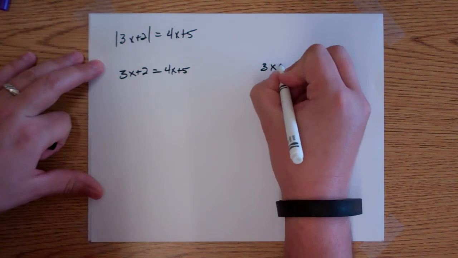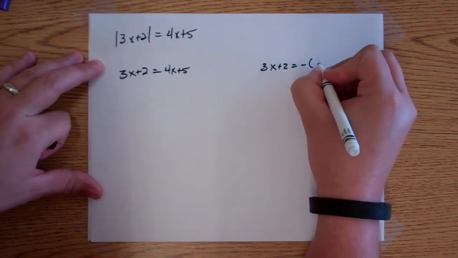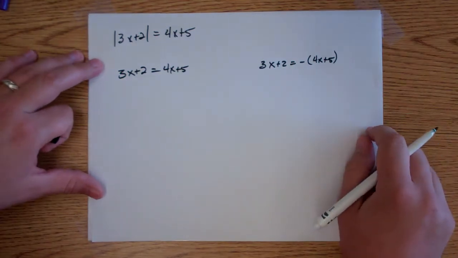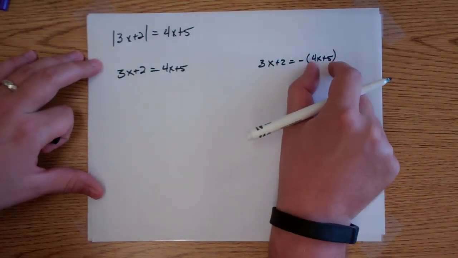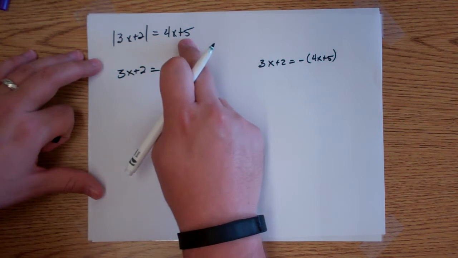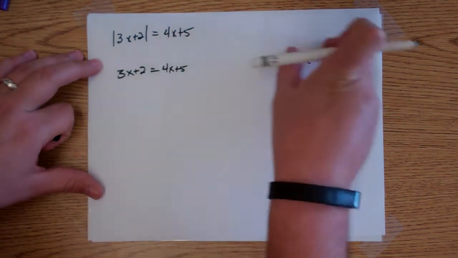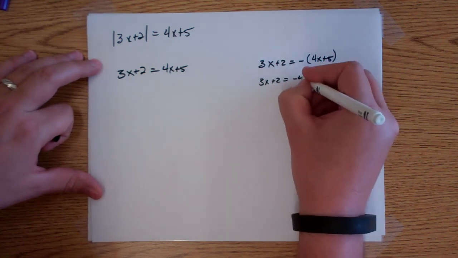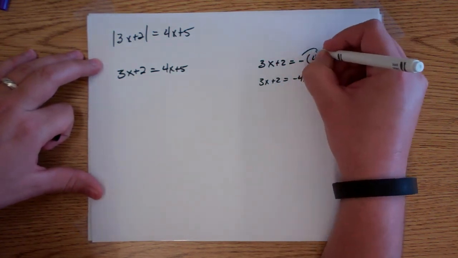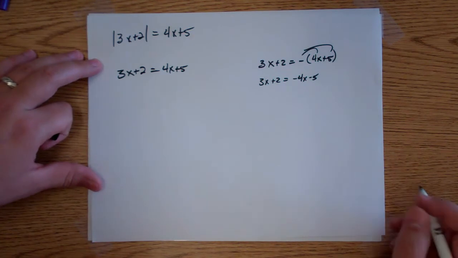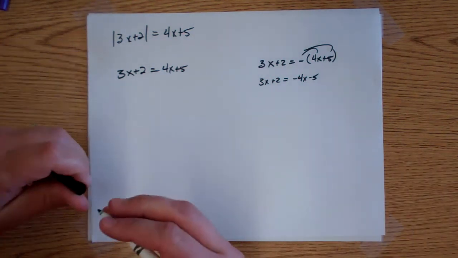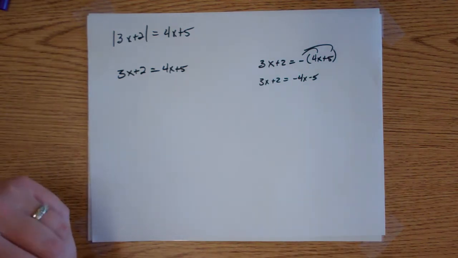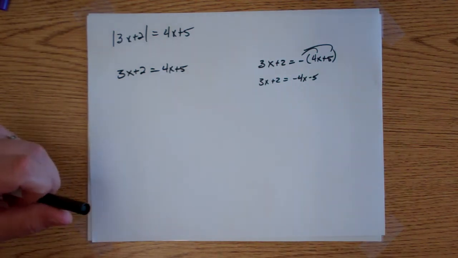And then we're going to have to do 3x plus 2 equals negative 4x plus 5. Remember, you put this in parentheses. So whatever the absolute value equals, you take the positive version and the negative version. So this one's going to be 3x plus 2 equals negative 4x minus 5 after you distribute the negative through. Now again, you solve them the same way. So what I want you to do now is go ahead and finish solving these and tell me what x equals. Pause the video.